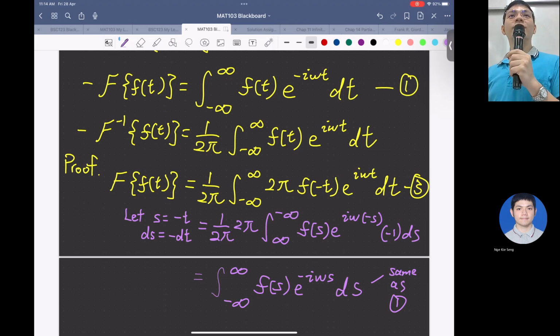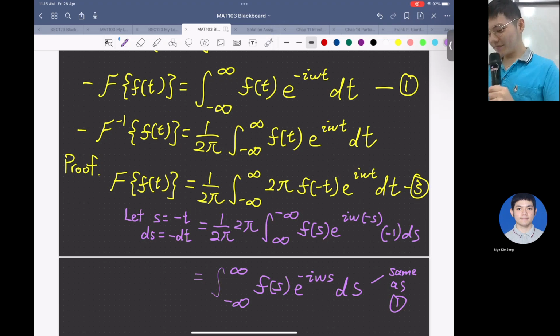Right. Does everyone get it? In mathematics, everything should be clear. If you are not clear, you should ask. Please ask. Don't be shy.